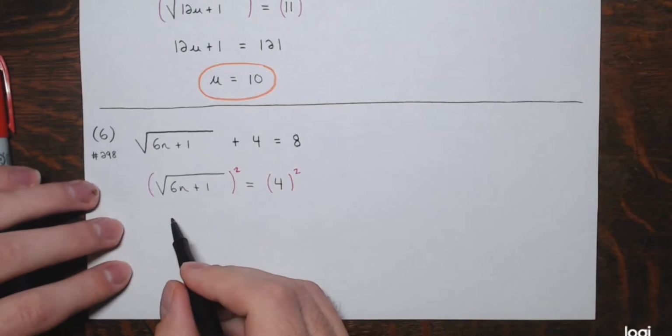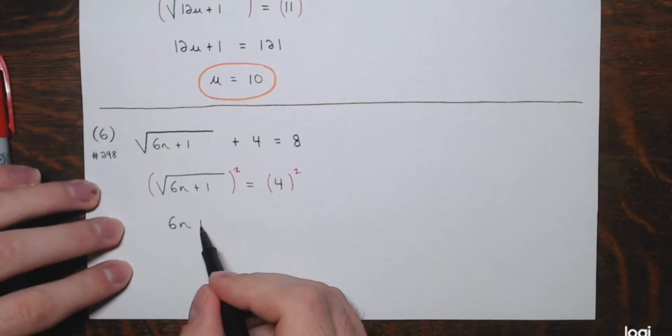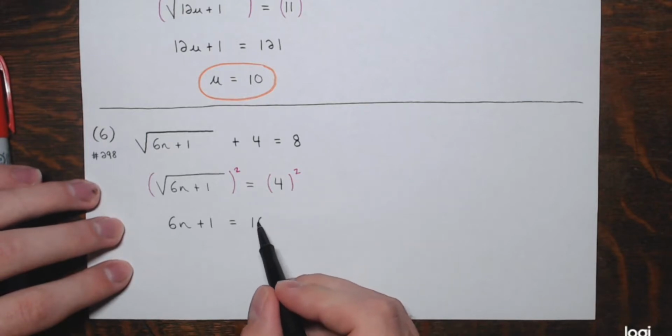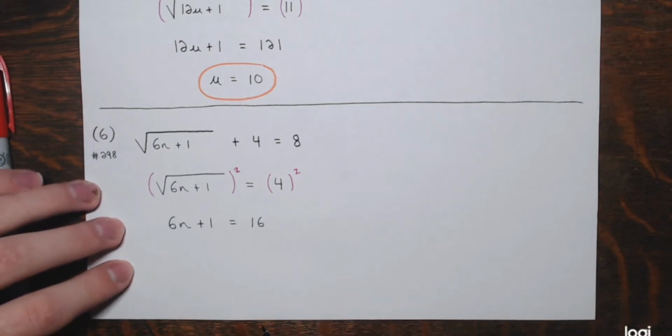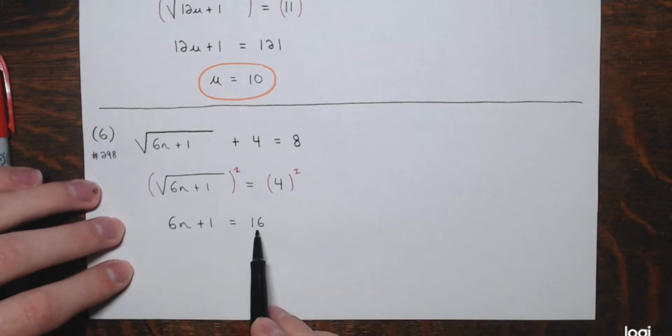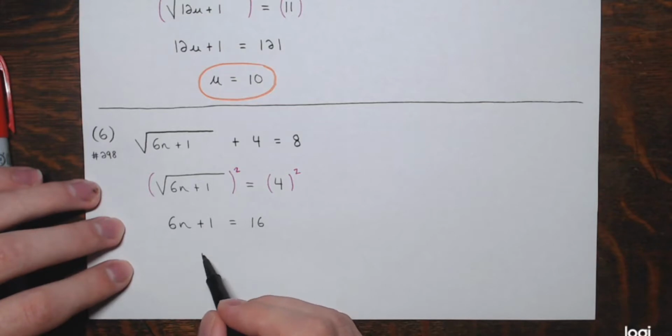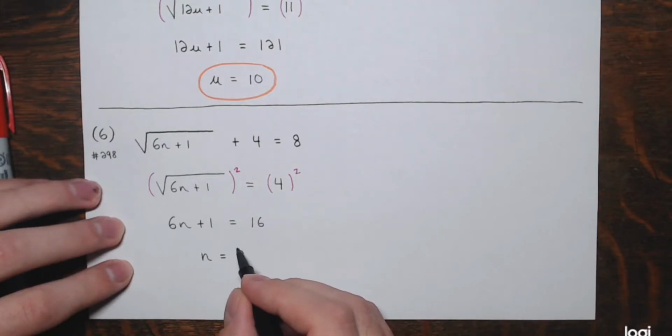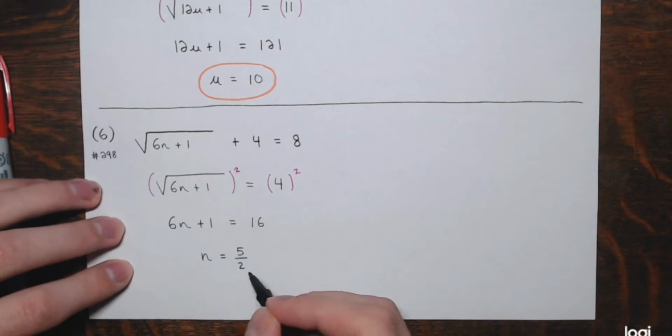Left side now I have 6n plus 1. And the right side, 4 squared is 16. Alright, then I subtract 1 to get 15. And then divide by 6. So n equals 15 sixths, which would be 5 halves when reduced, right? 2.5.